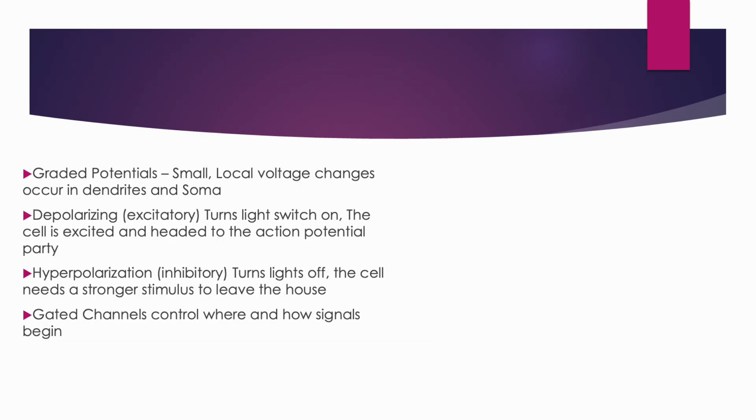Just to sum up what we went over today, graded potentials are small local voltage changes that occur in the dendrites and the soma. Depolarizing, we refer to as excitatory. You can think of this as turning the light switch on, the cell is excited and headed to the action potential party. Super excited, can't wait to have fun. The hyperpolarization, or inhibitory, turns the lights off. The cell needs a stronger stimulus, or a stronger desire, to leave the house. Gated channels control where and how signals begin.